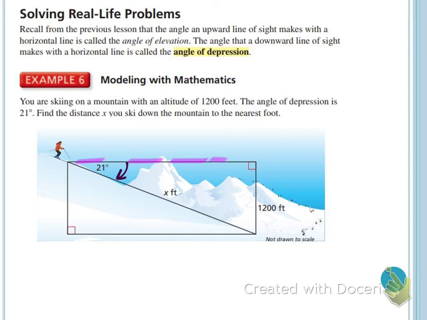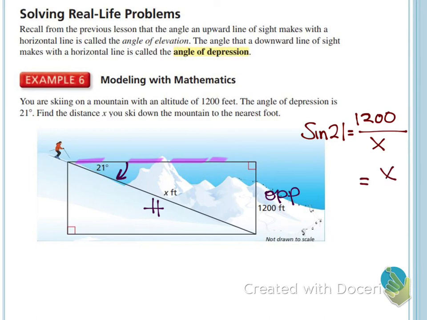So, we're going to label the sides. What kind of side is 1,200? Opposite. What kind of side is x? The hypotenuse. I know it's hard to see because it's on the inside of the triangle. What is the hypotenuse? So which trig ratio are we going to use? Sine. Sine of 21 degrees equals the opposite, 1,200, over the hypotenuse, x. So is this written in the correct way, or do I need to flip it? Need to flip it. Flip both sides.